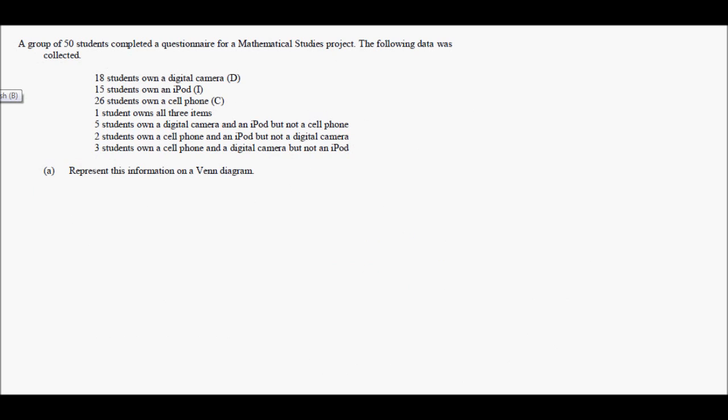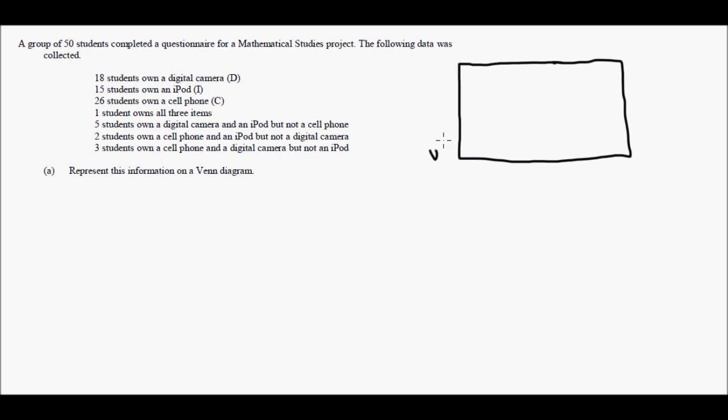One more. This last problem says a group of 50 students completed a questionnaire for a mathematical studies project. The following data was collected. 18 students own a digital camera, 15 own an iPod, 26 own a cell phone, 1 owns all 3, 5 own a digital camera and an iPod but not a cell phone, 2 own a cell phone and iPod, and so on. No problem. Represent the information on the Venn diagram. So let's bust out a Venn diagram here really quickly.